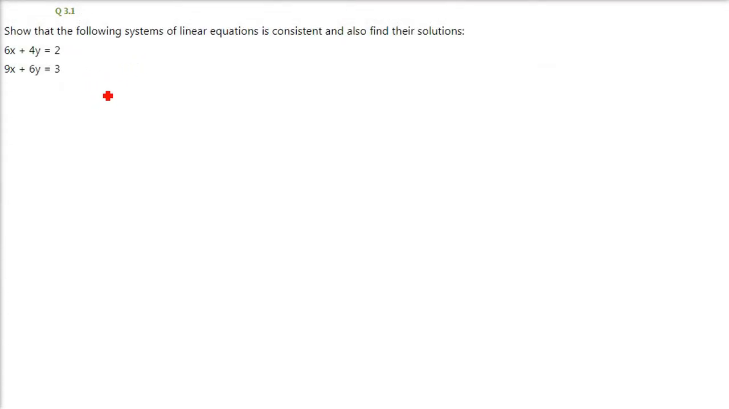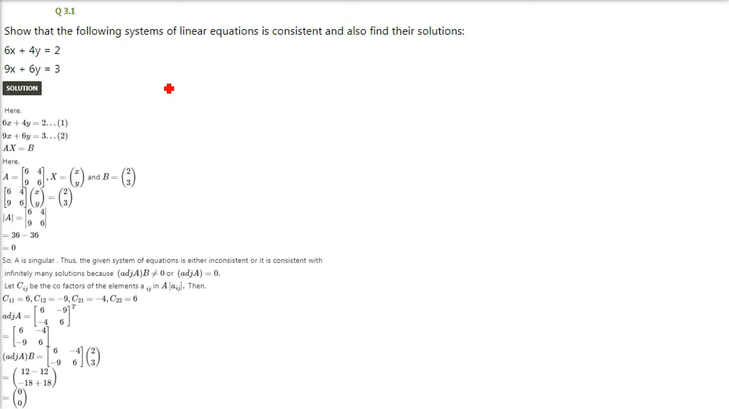Now show that the following system of linear equations is consistent and also find their solutions. So before we go ahead with this question, let me give you the actual theory behind it. For example, these are just lines.